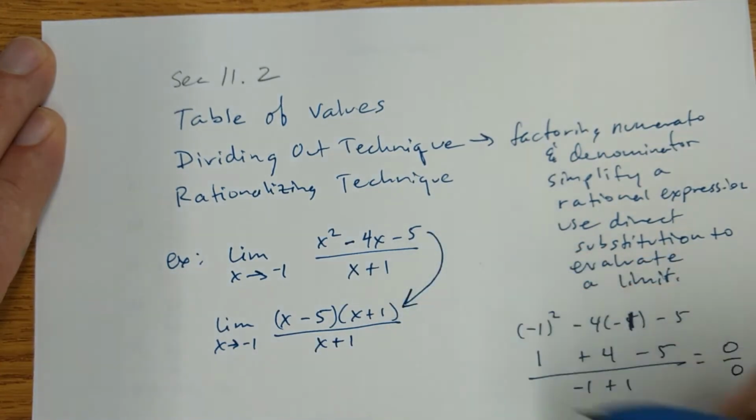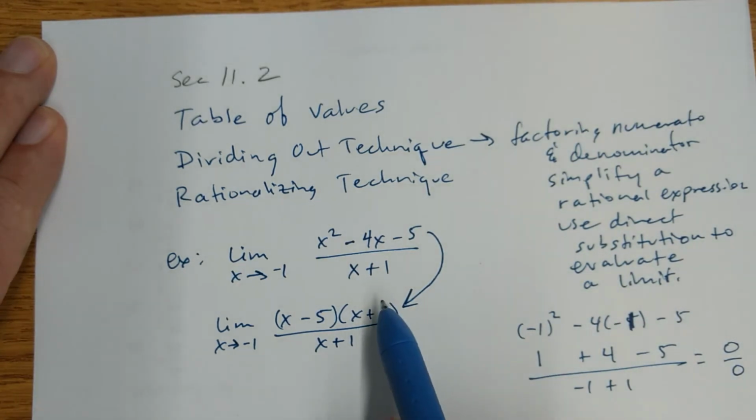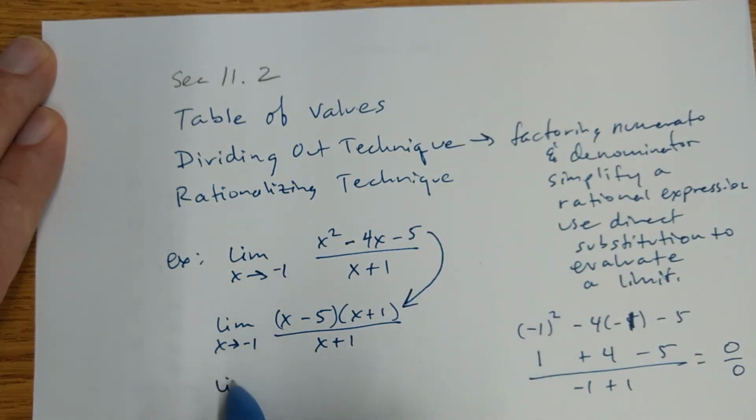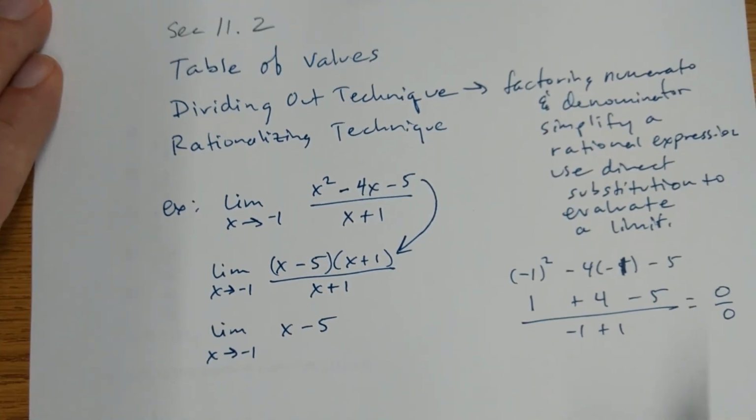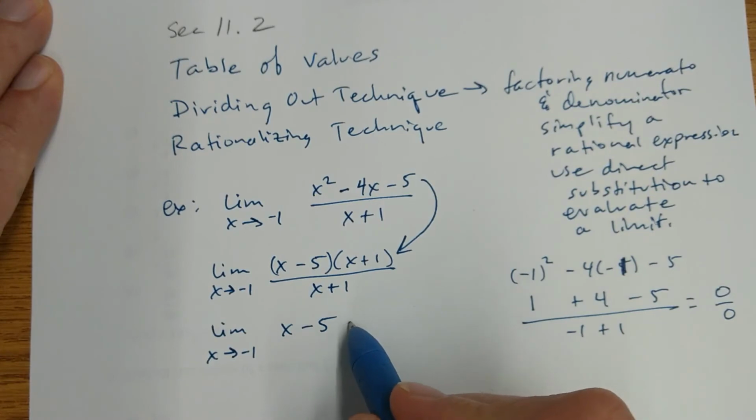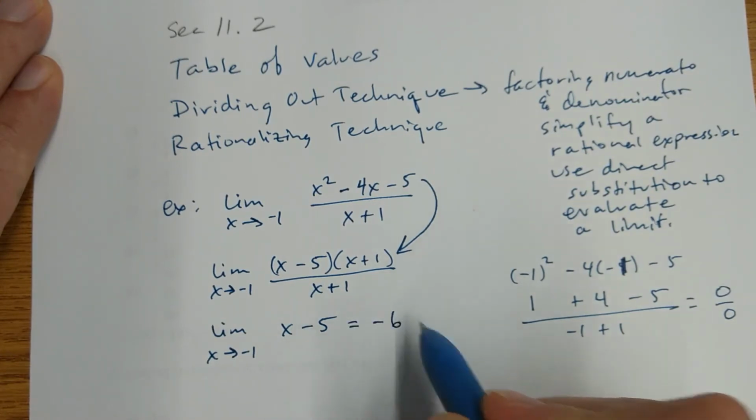All right, so this becomes this. And now we can reduce the numerator and denominator, and we'll be left with the limit as x approaches -1 of x minus 5. Notice when we use direct substitution of our c value into our function that's left, it doesn't cause us to be undefined, and we get -6.